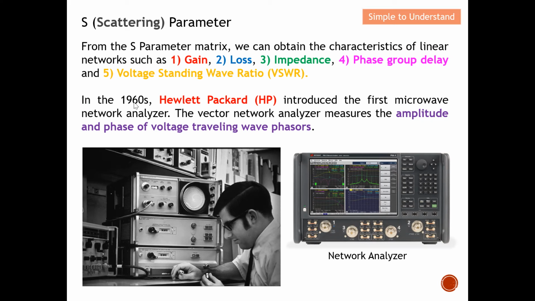In the 1960s, Hewlett-Packard, HP, actually introduced the first microwave network analyzer. HP still makes network analyzers, but HP has changed the name from Agilent, and currently at this moment it is also called Keysight. So basically this company, which was formerly under HP, Keysight, they still make very nice network analyzers. The vector network analyzer measures the amplitude and phase of voltage traveling wave phasor. We are going to take a closer look at this.